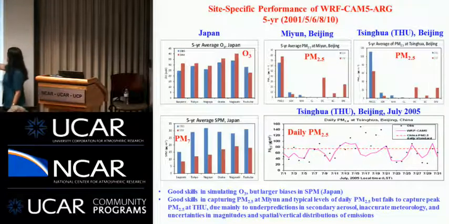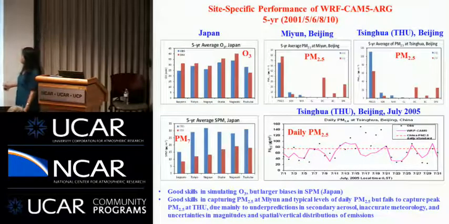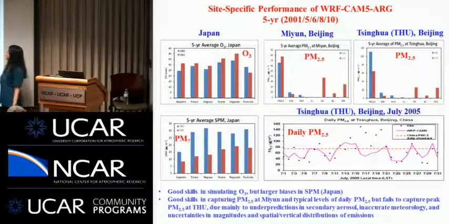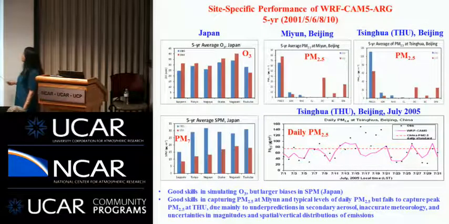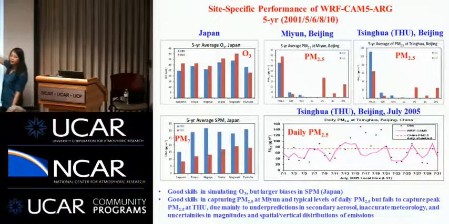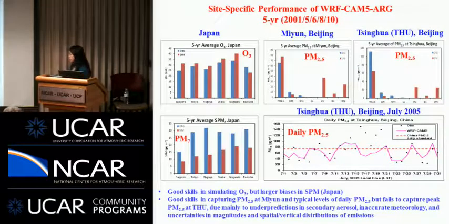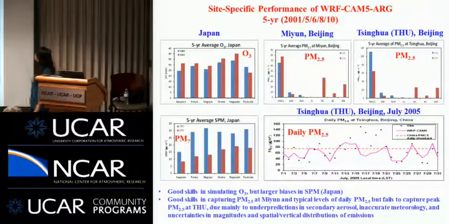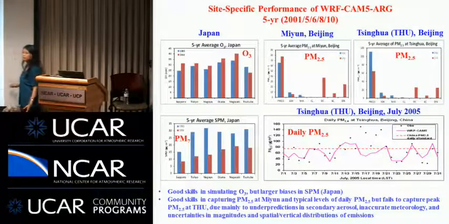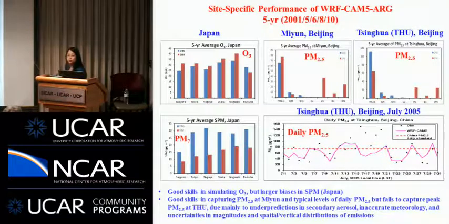If we take a look at composition, regardless of whether it's a rural site, a more polluted site, or a clean site, we see underprediction for secondary aerosols like sulfate and ammonium. Then if we take a look at the daily PM 2.5 comparison, from the model simulation and from observation indicated by the black dots, we see the model does a decent job capturing the typical level of PM 2.5. However, it failed to reproduce the peaks during heavy pollution episodes.